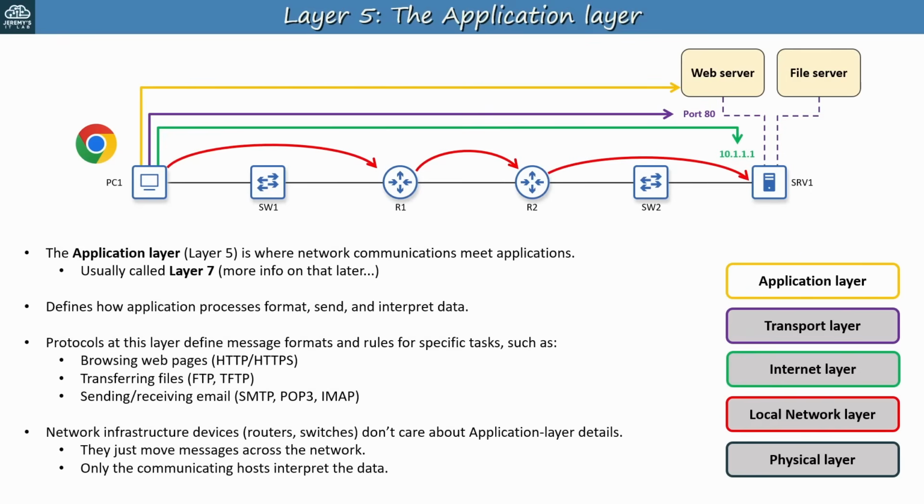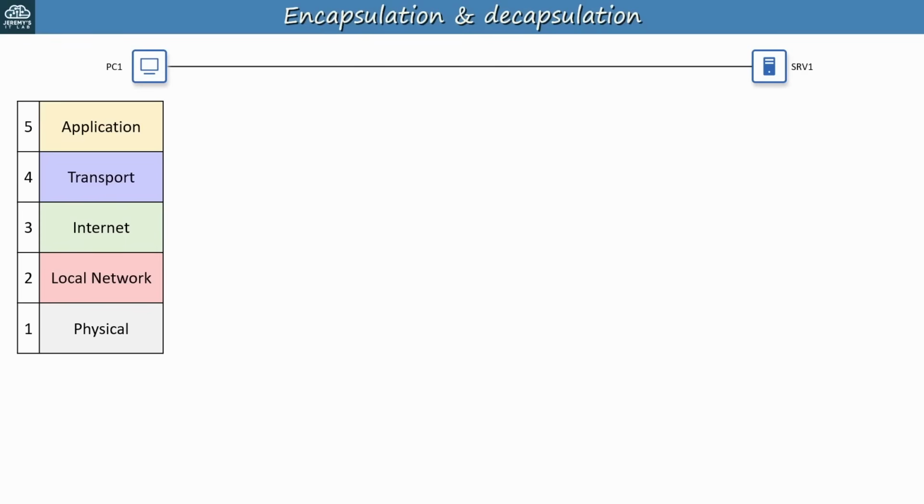Now that we've seen what each layer does, how does a single message actually include all of this information at once? Let's see how the layers combine into a stack, and how data moves through them using encapsulation and decapsulation. To show how encapsulation and decapsulation work, let's simplify the network, making it a direct connection between PC1 and server 1. First, the application layer prepares the data to be sent over the network. For example, an HTTP request that Chrome on PC1 sends to a web server running on server 1.